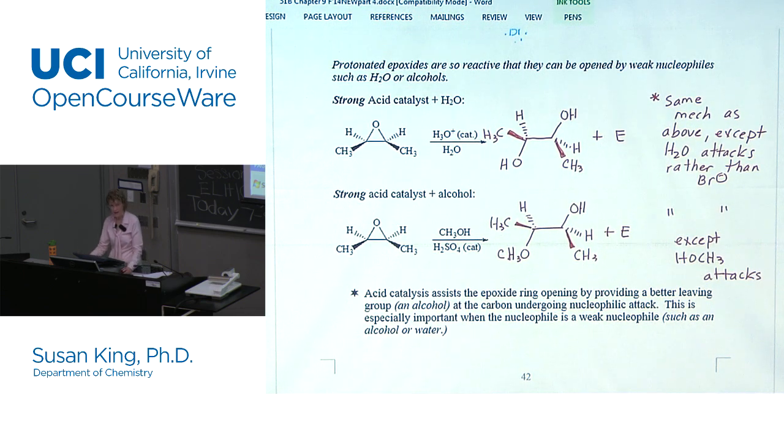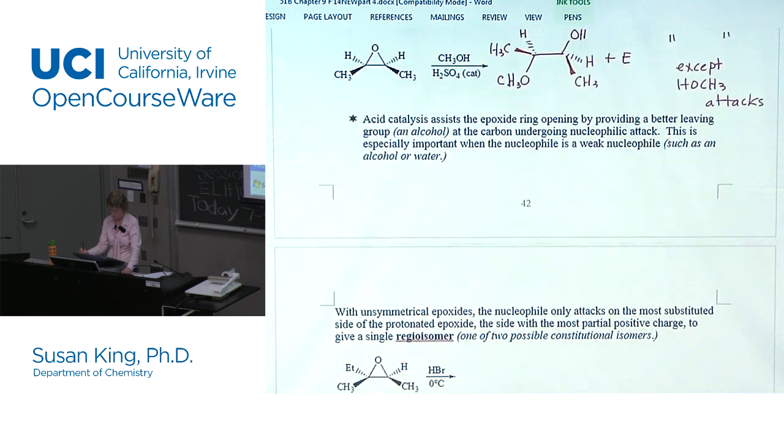All right, so what does the acid do? The acid catalyzes the reaction because it protonates the epoxide, which makes it a better leaving group, which makes it very easy for nucleophiles to attack and open up the ring. And this is especially important when the nucleophile is a weak nucleophile, such as an alcohol or water.